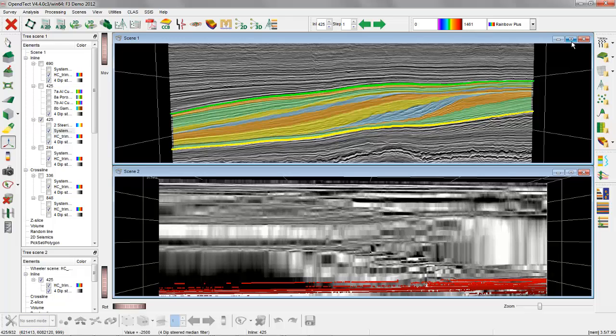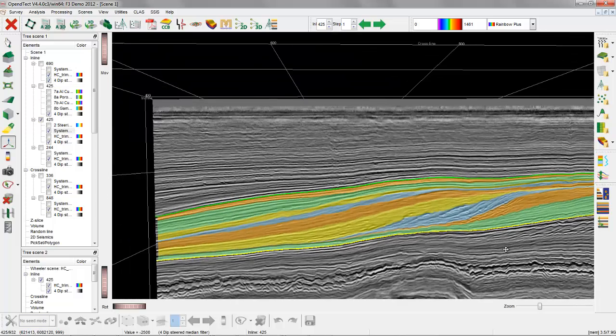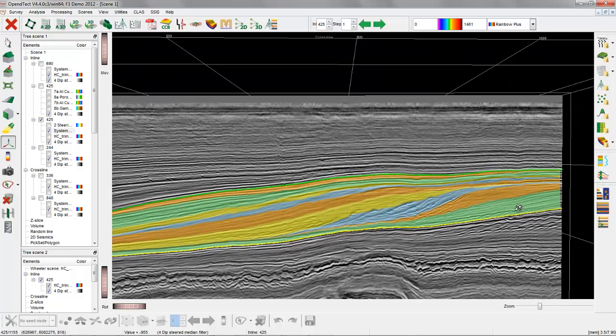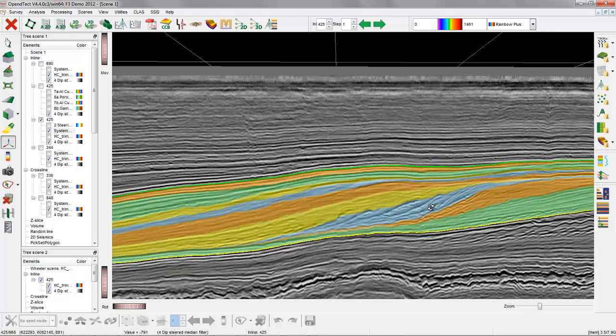In this particular case, we started off with a transgression, then we had a high stand, then we had a falling stage, then a low stand, high stand, and so on. Now, the most important interval within this sequence is actually this falling stage, the blue interval here. We see some higher amplitudes, and we see that these amplitudes have been maybe slumped down the slope as the base level fell. And these could be potential targets, so it would be worth mapping these.